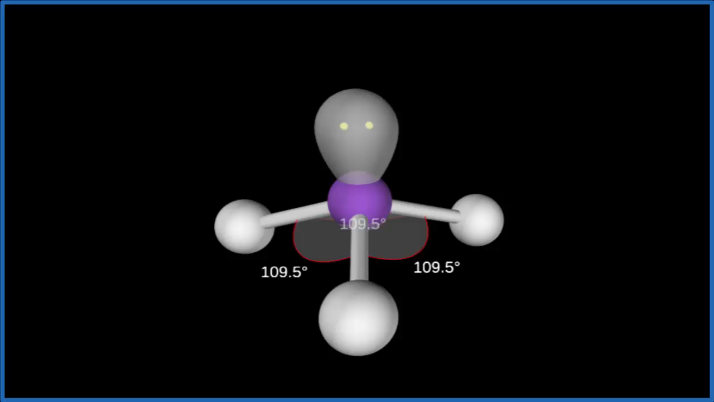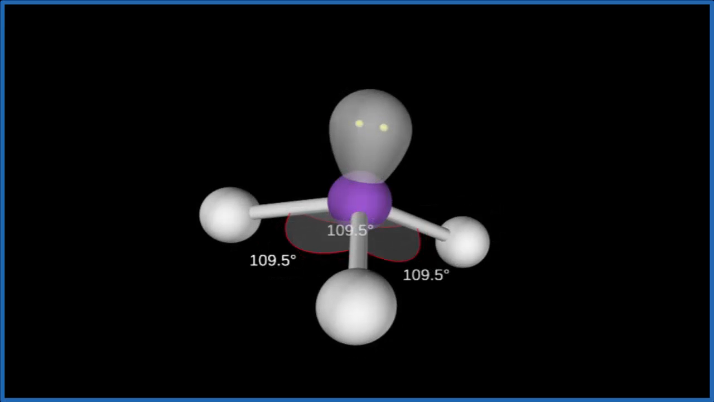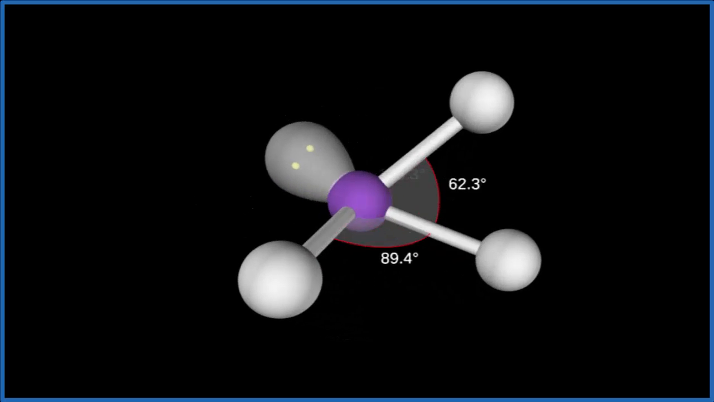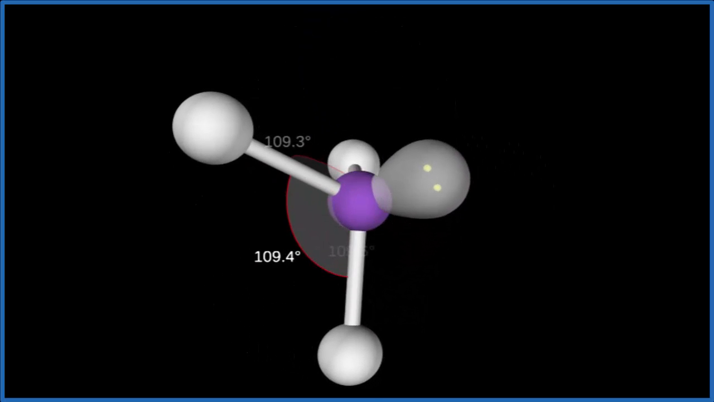If we talked about the electron geometry, we have 1, 2, 3, 4 things attached here. So that means we have a tetrahedral electron geometry. But the molecular geometry, that's going to be the pyramidal. Okay, back to our Lewis structure.